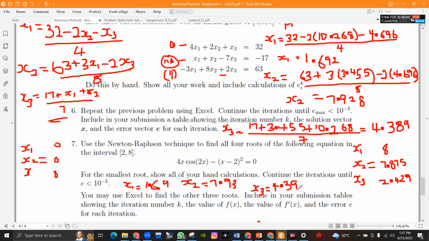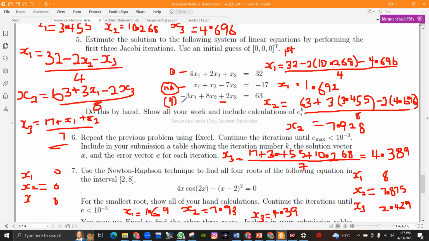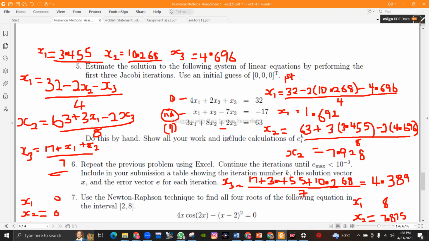We can also calculate the error using the same procedure. You just use this new value minus the old value. That will give you 1.763. That's your error 1. Error 2 now will be this value, 7.93, minus this, and that will give you 2.34, and that's your error 2. Your error 3 will be this value minus this value, and that will give you 0.307. That's actually the lowest error, showing that the equation is converging little by little.